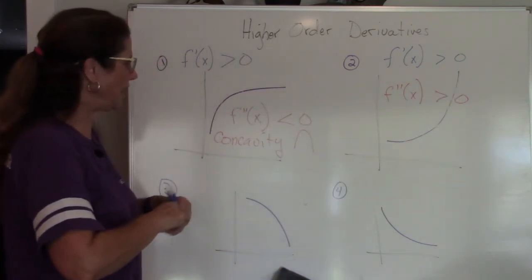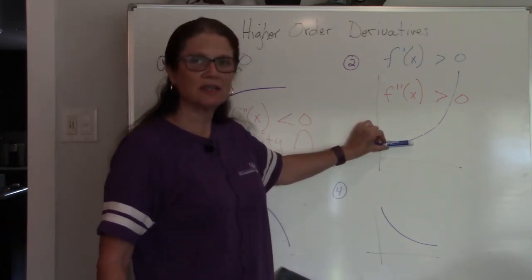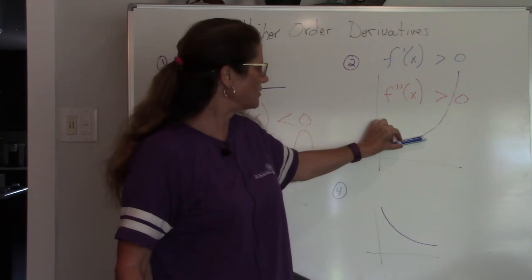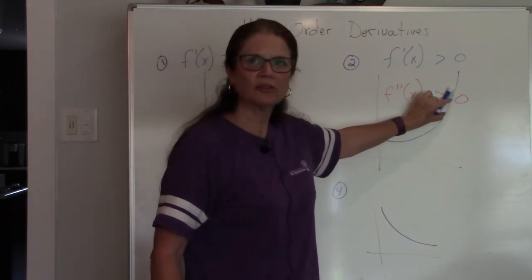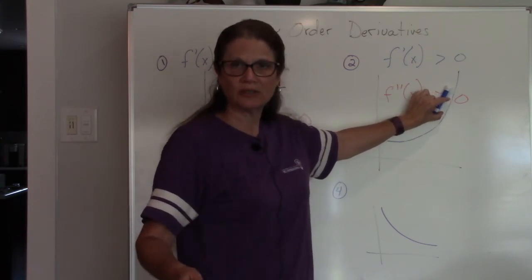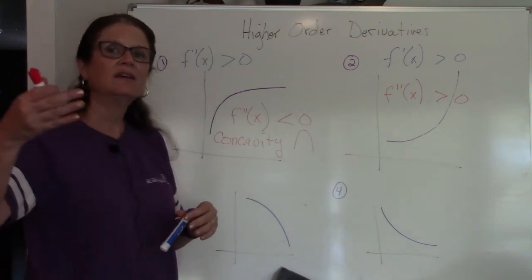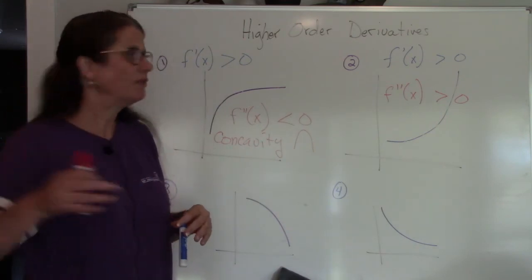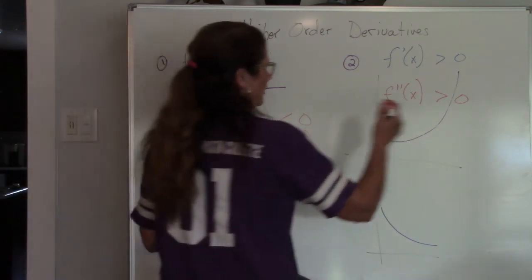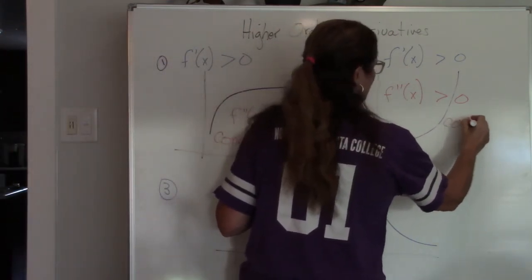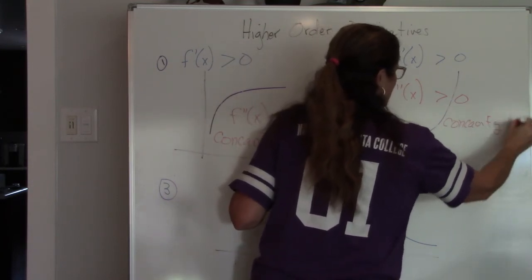So this indicates a function that is increasing, but as I move along, my slope increases. So my rate is increasing. The rate of the slope is increasing. That's the rate of a rate, or the derivative of a derivative. So with this one, the concavity is up.